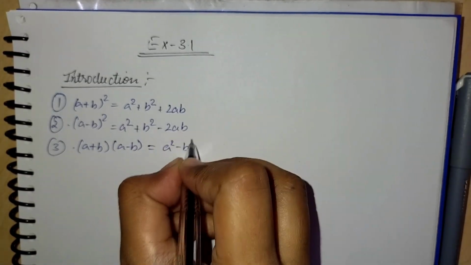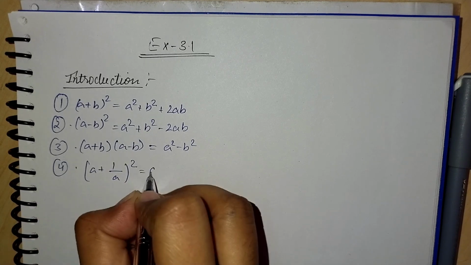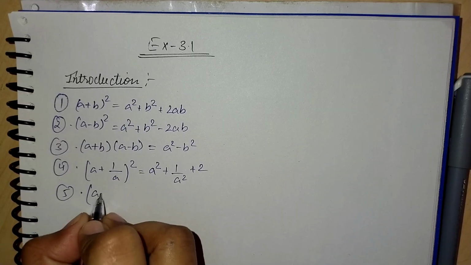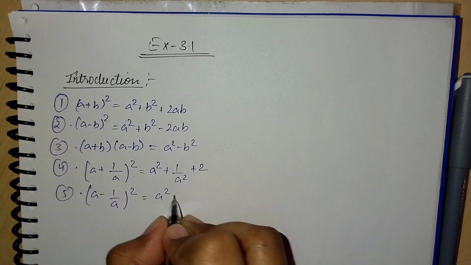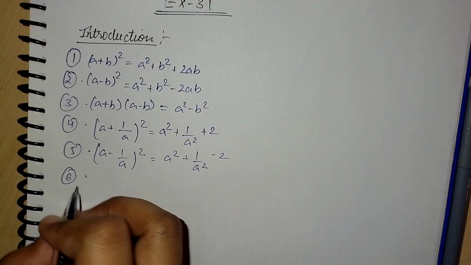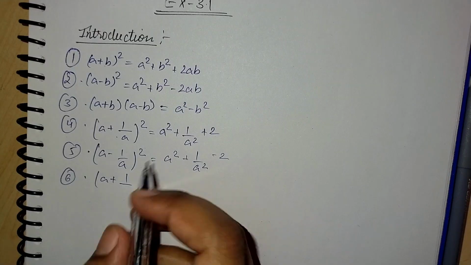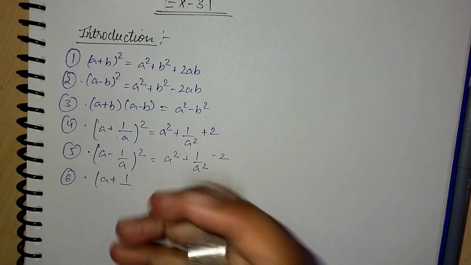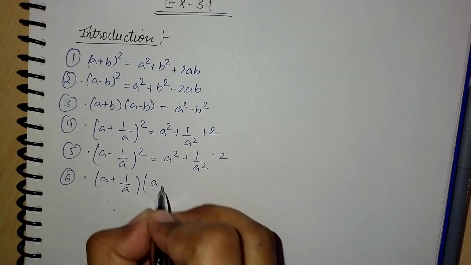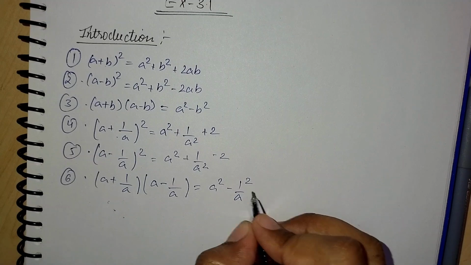It is a square minus b square. Now the fourth here is (a plus 1 by a) whole square equal to a square plus 1 by a square plus 2. Now the fifth part is (a minus 1 by a) whole square equal to a square plus 1 by a square minus 2. Now the sixth part here is the same formula. For using it frequently, I am telling you this. Here a plus 1 by a and a minus 1 by a, the same formula as a square minus b square, which gives a square minus 1 by a square.